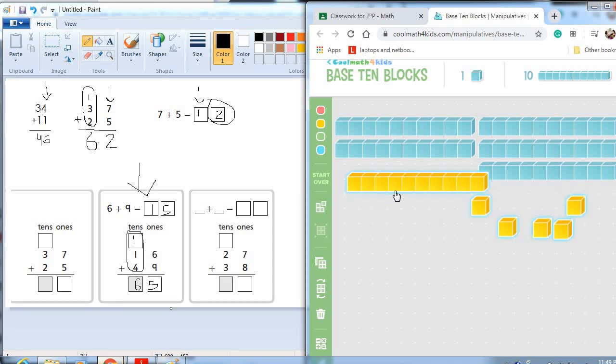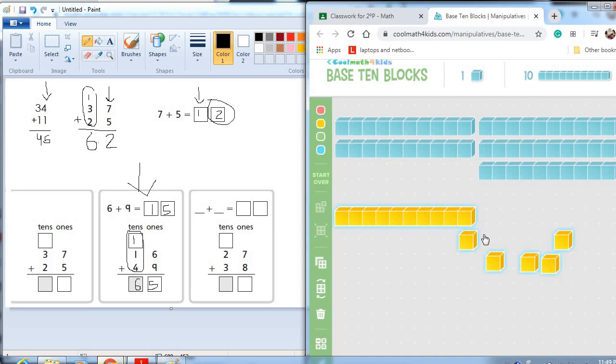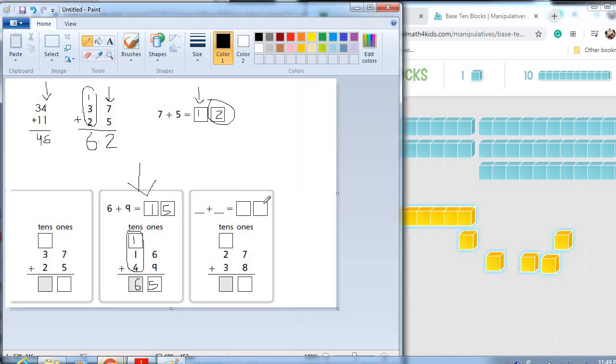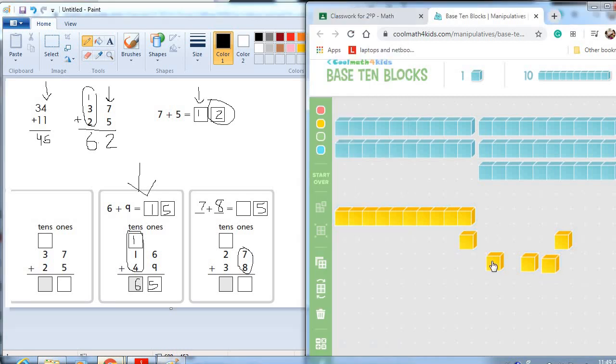Click. Okay. Here's my ones. Muy bien. Yo tengo todos mis unos. 1, 2, 3, 4, 5 ones. Oh no, I should have written these numbers here. 7 plus 8. Okay, so I have 5 ones. 1, 2, 3, 4, 5. And I have 1 10.